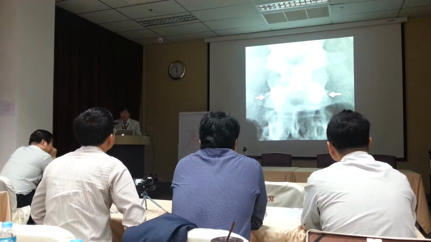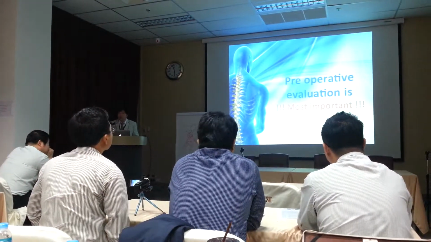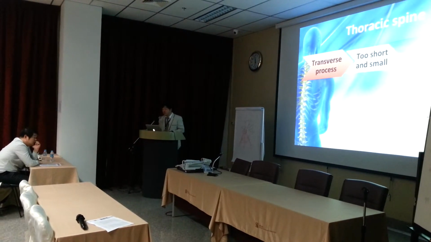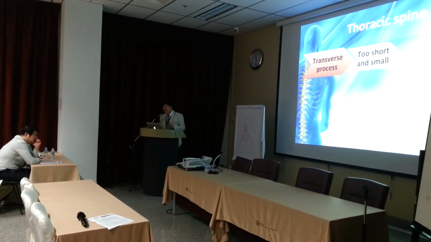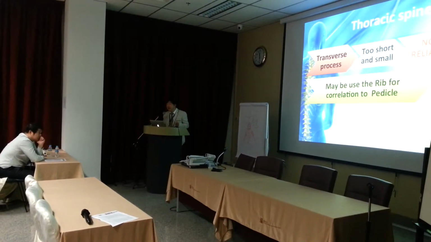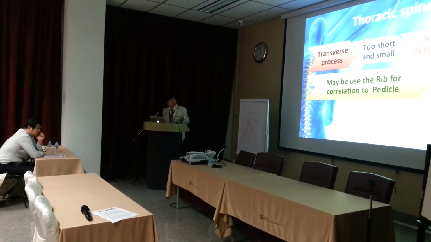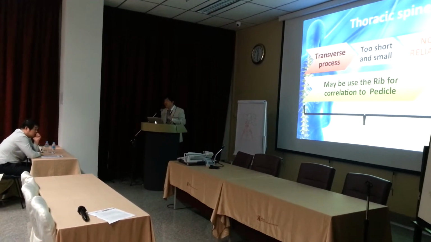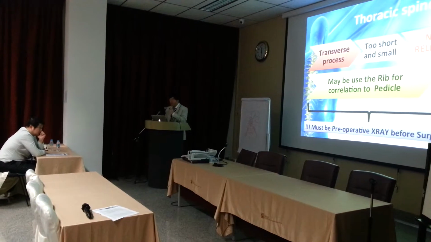So the preoperative evaluation is most important, very contrast in the thoracic spine. The transverse process is too short and small, and sometimes can't be palpated, so it's not reliable. You may use other relational anatomy. I suggest you use the rib and correlate the pedicle position. So you must have the X-ray.